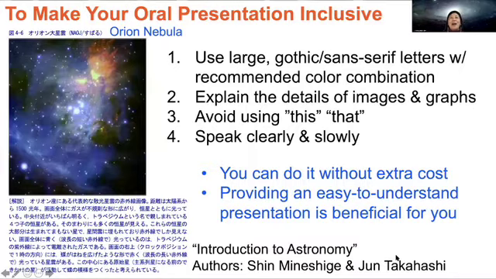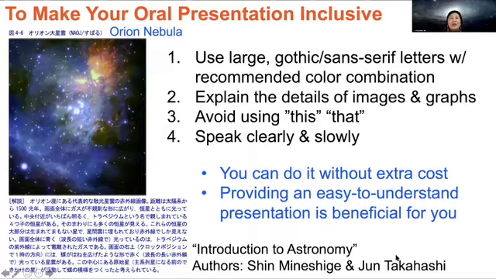Number one, as I already presented, use large Gothic or sans-serif letters with recommended color combination. Number two, explain the details of images and graphs so that visually impaired people can understand. Look at the image published in the multimodal Introduction to Astronomy textbook. This is an infrared image taken by the Subaru telescope. Under the image, you see a long figure caption.